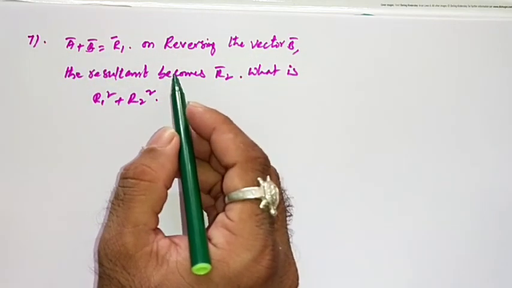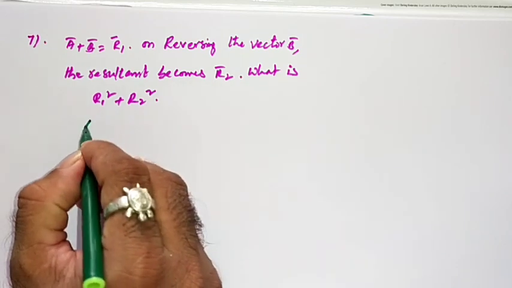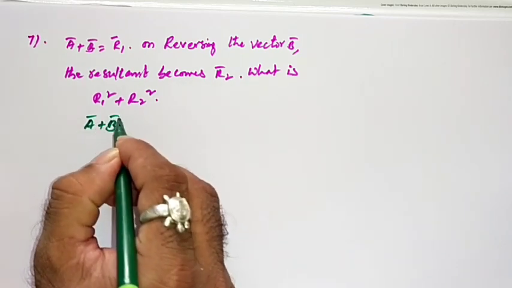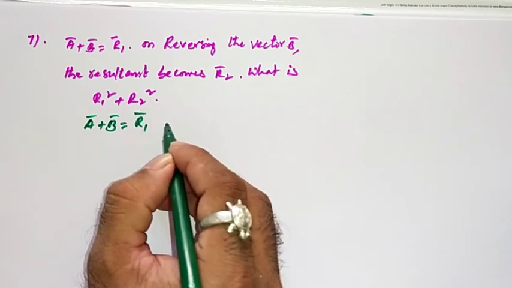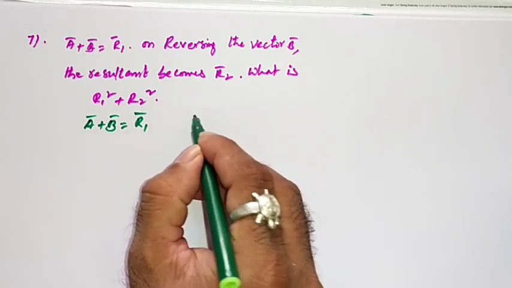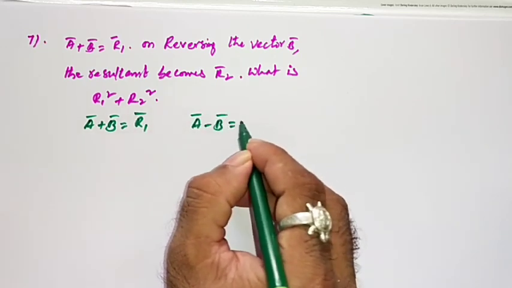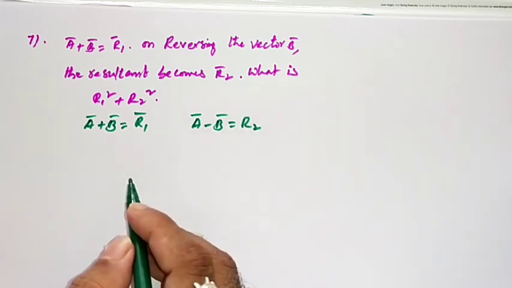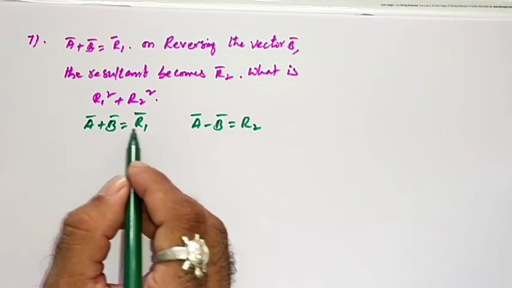When B is reversed, the resultant is R2. Means A plus B is equal to R1. Okay, this is the first result. Next, A minus B is equal to R2. Yes or no? Yes. Now A plus B is equal to R1.